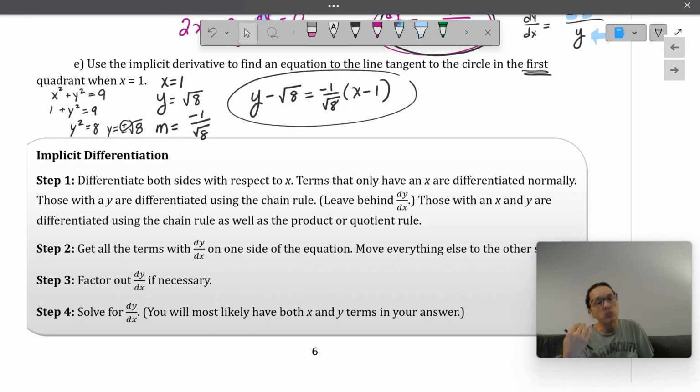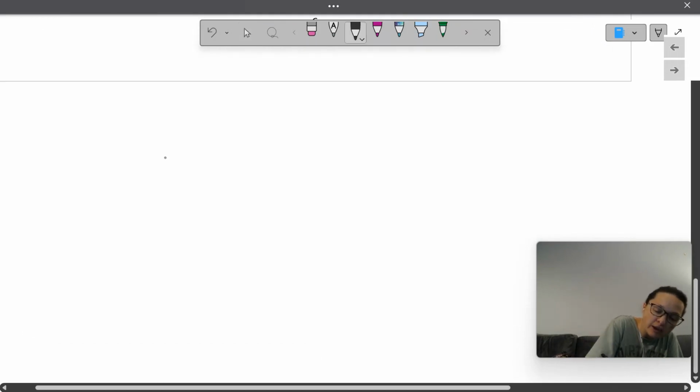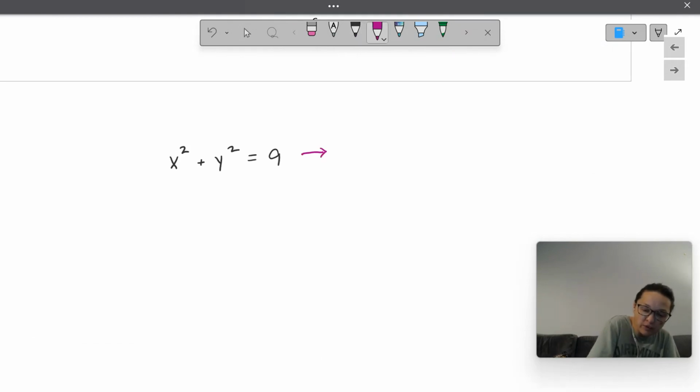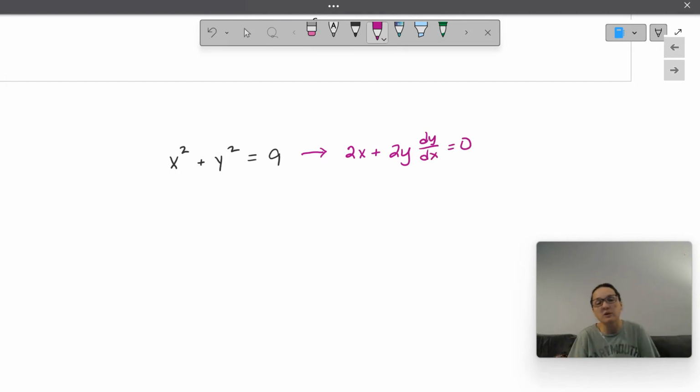Now, it wouldn't be me if I just told you how to do implicit differentiation and didn't tell you why, so I got to tell you why. So let's go back here for a second, and we have x squared plus y squared equals 9, and I told you that when you take the derivative of that, when you take d dx, you get 2x plus 2y dy dx equals 0, and I just told you to leave behind dy dx because the letters didn't match. That's a really crappy mathematical reason, so I got to give you a better one.